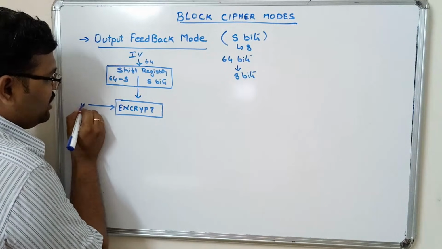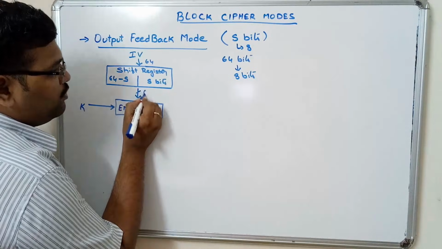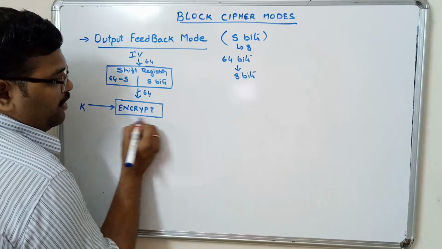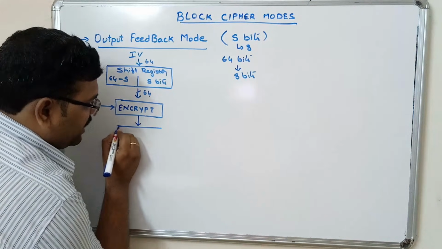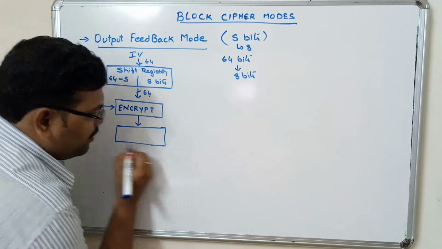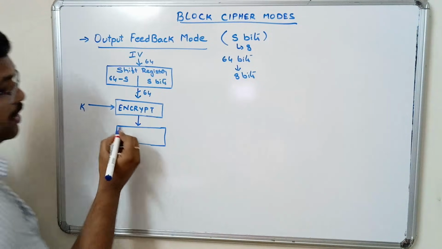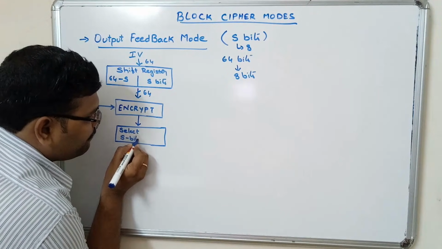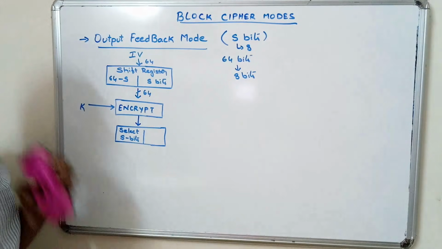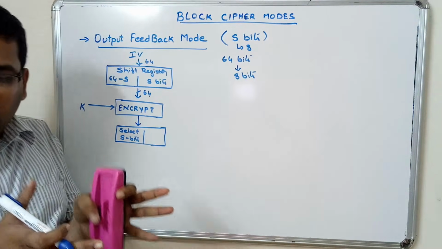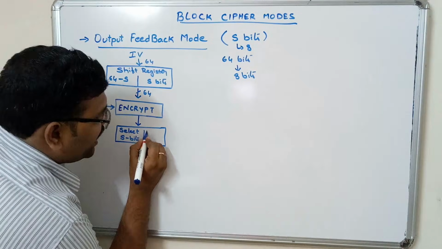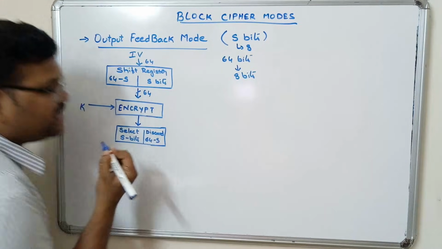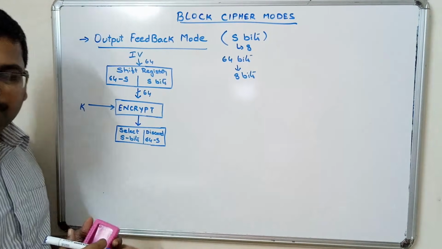So here we will use some K value. Here also we will apply the 64 bits, and automatically from this we will again get the 64 bit output. So here we have to select S bits. After encryption, select only S bits and discard the remaining 64 minus S bits. Just discard.